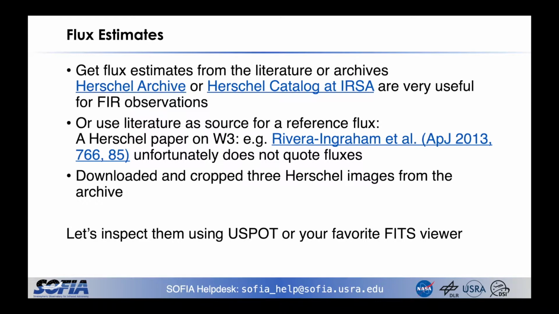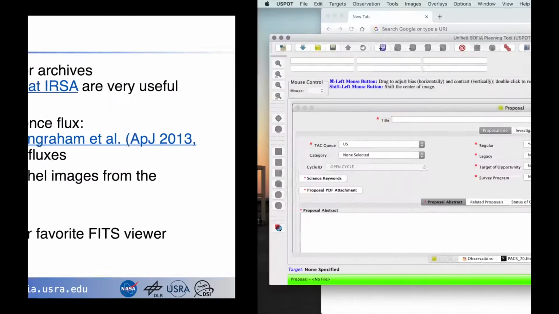For example, you can get flux estimates from the Herschel archive or Herschel catalogs at IRSA, which are useful for FORCAST observations. Possible are also KAO, ISO observations, and so forth. Or use literature as source for your reference flux. Here, a Herschel paper on W3 unfortunately does not quote flux values. So I already downloaded and cropped 3 Herschel images from the archive. Let's inspect them using HAWC. You of course can use your favorite FITS viewer.